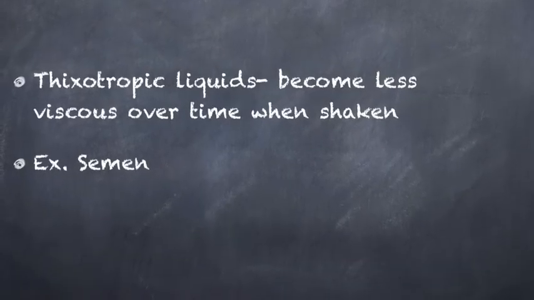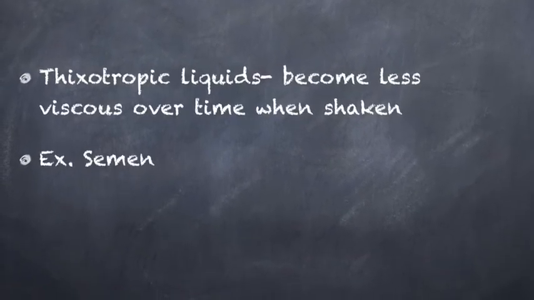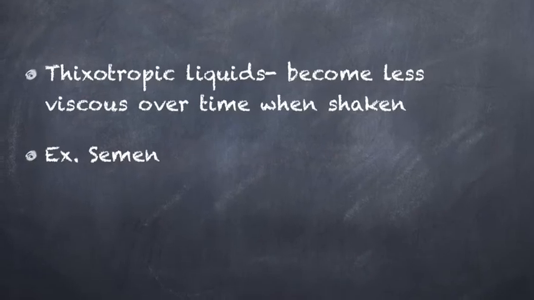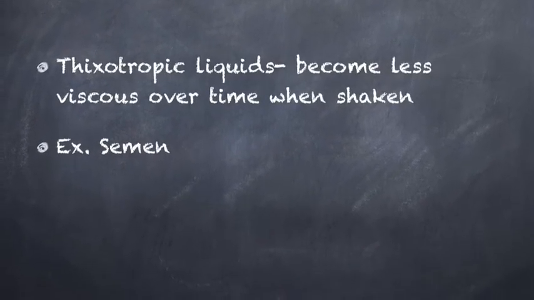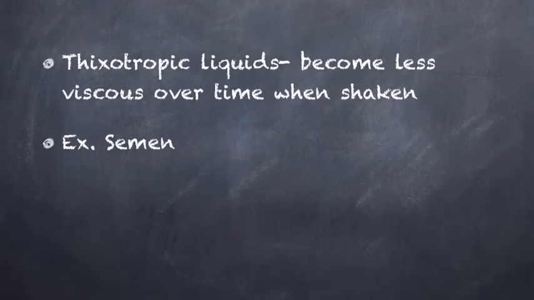The third type of non-Newtonian fluid are thixotropic liquids. They become less viscous over time when shaken. An example would be semen.